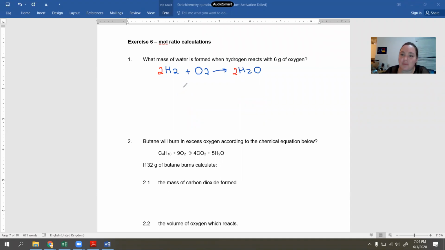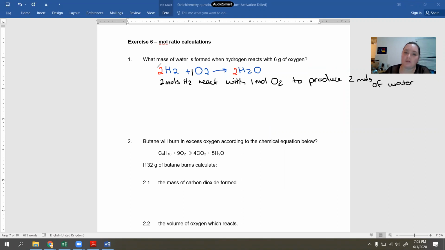The next thing you've got to remember is what this balancing means. It means that 2 moles of hydrogen will react with 1 mole, because there's a 1 there, of oxygen to produce 2 moles of water. The important thing you need to realize here is we're doing moles of hydrogen, moles of oxygen, so 2 to 1 to 2. This tells us the ratio in which they're going to be reacting with each other.